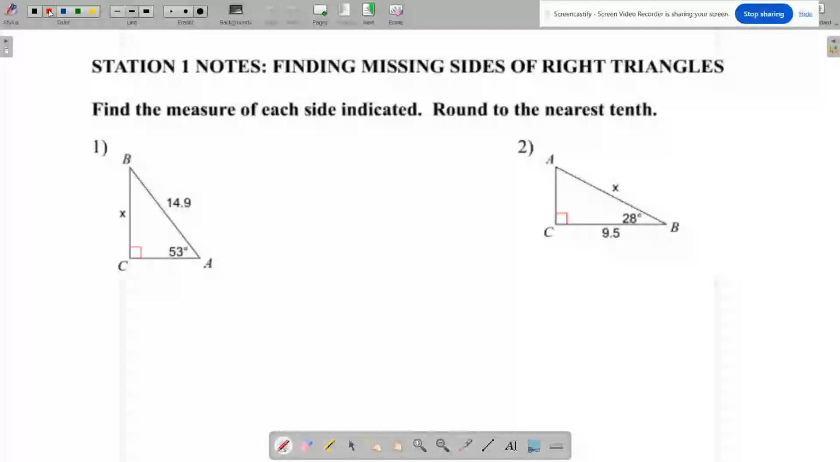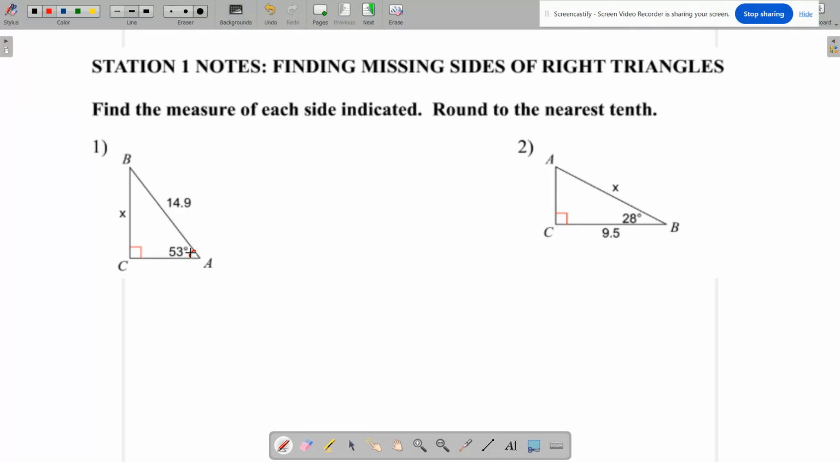You are going to be finding the missing sides of right triangles. The way that we're going to do that is you can notice that on each of these example problems, one of your acute angles is labeled, one side is given, and then you're looking for the missing side labeled x. We're going to round answers to the nearest tenth.